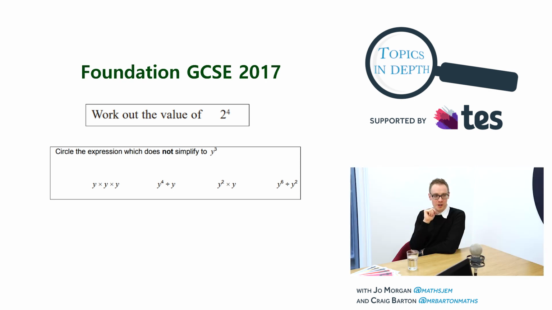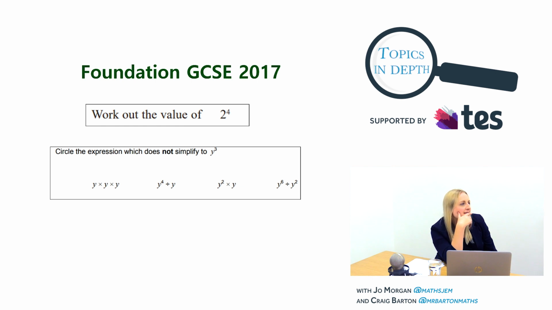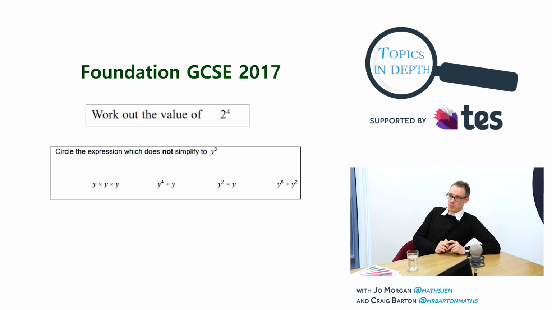What do you reckon the most common wrong answer there would be? I'm going for the y to the power of 2 times y, I reckon. I reckon it could go wrong there, maybe. I think maybe the y to the power of 4 divided by y, possibly. I'd be interested to look at the stats for that. But it's worth asking the kids, isn't it? Yeah, it's nice. Definitely.